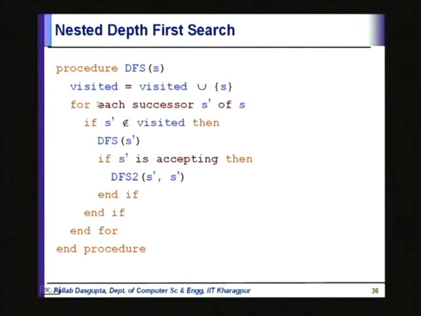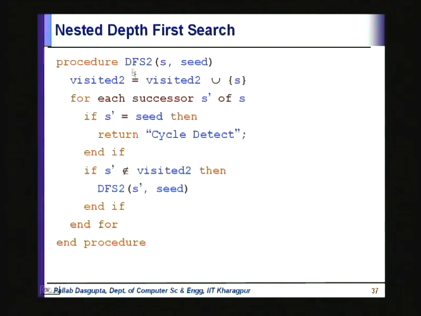So, this is the initial DFS that we start from the starting state. We keep an array called visited, and with that set we mark every node which is visited. Then for each successor S' of S, if S' is not visited, then we must visit S' first. So, we recursively call DFS with S', and if S' is an accepting state, then we call the second DFS, that is, we call DFS2 with S' as the starting state and with S' again as the target state, right. So, what does that mean? We will see in the next slide.